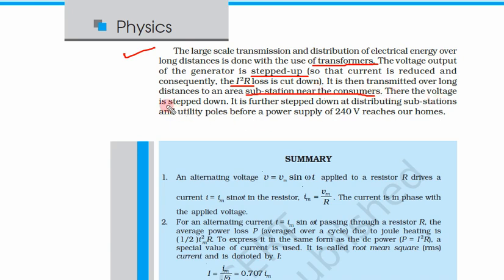So first we step up to reduce the I square R losses. The voltage is stepped down at the sub-stations. It is further stepped down at distributing substations and utility poles before a power supply of 240 volts or 220 volts, let me write 220 volts, reaches our home. First it is stepped up to reduce the I square R loss, then the voltage is reduced by a step down transformer.